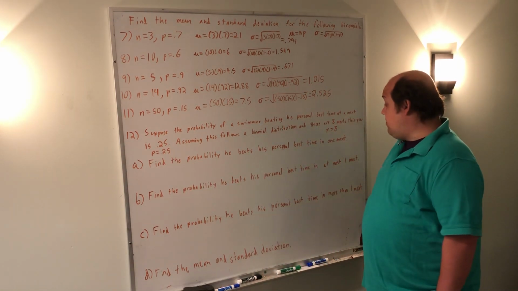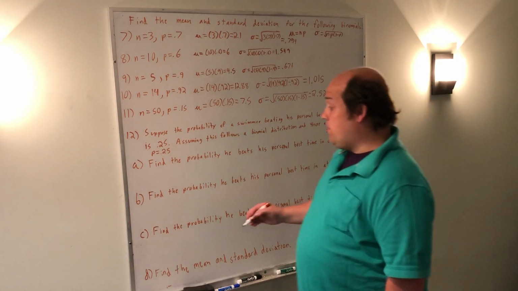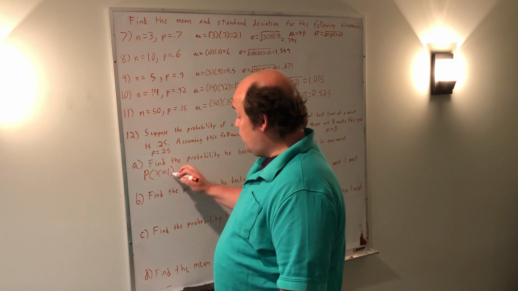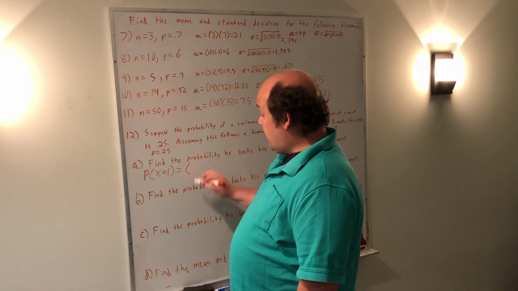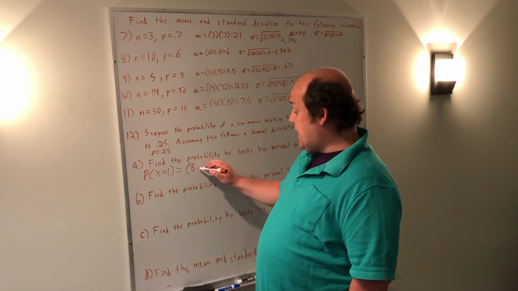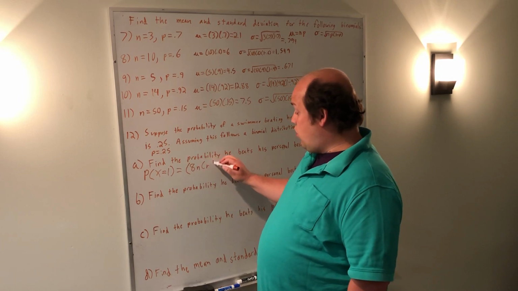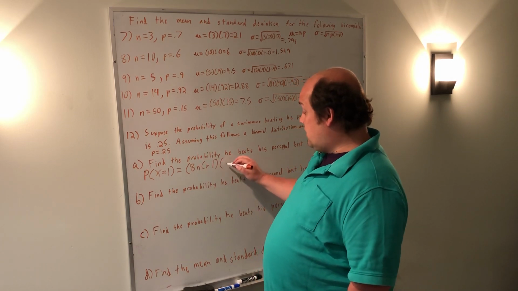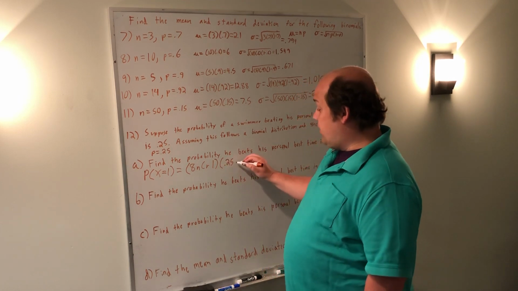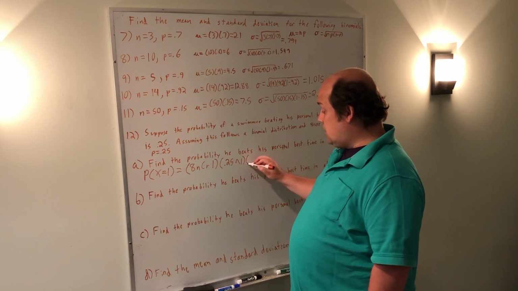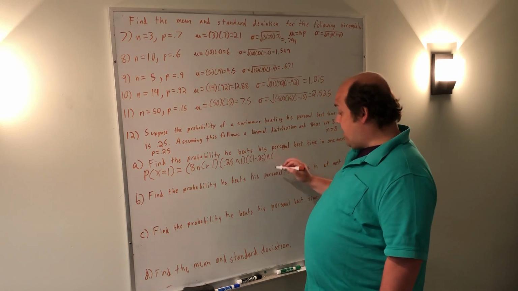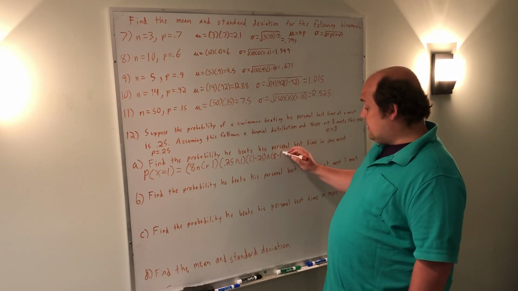Find the probability he beats his personal best time in 1 meet. Well, what that's really asking is what's the probability he has exactly 1 success. We know to find the probability for 1 success, we take n, which we identified as 8, nCr 1, times the probability of success, which we identified as 0.25, to the power of successes, times 1 minus the probability of success, to the power of n minus successes.